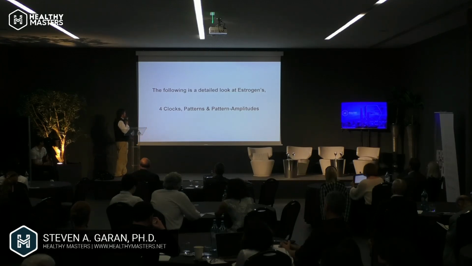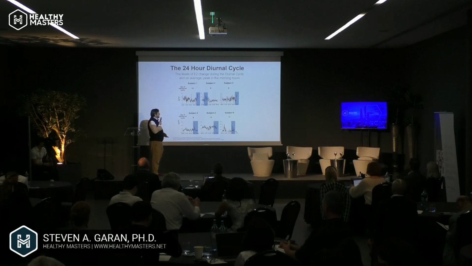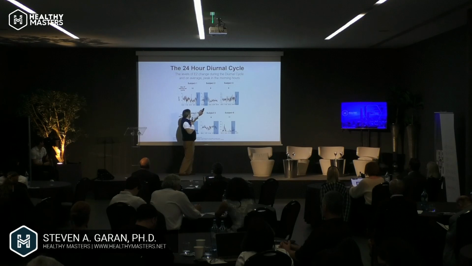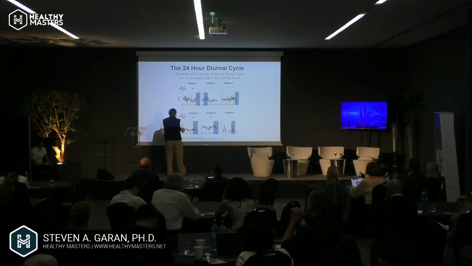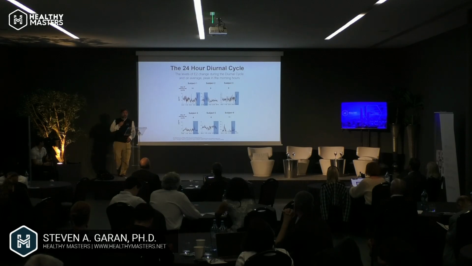Okay, so we're going to talk about these patterns in a little bit of detail here. Here are 6 different women and their daily patterns of estrogen, and they're not the same. They're a little bit different, and one of them is pretty much an outlier. Her estrogen peaks around 2 o'clock in the afternoon. So again, estrogen for women fluctuates quite a lot.